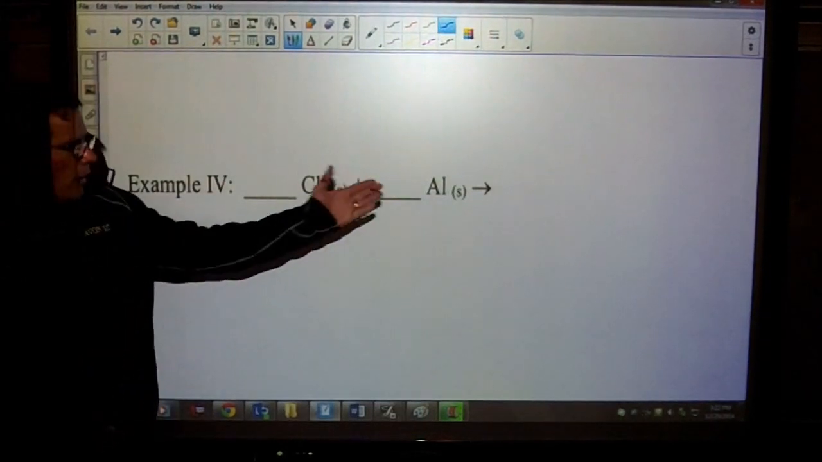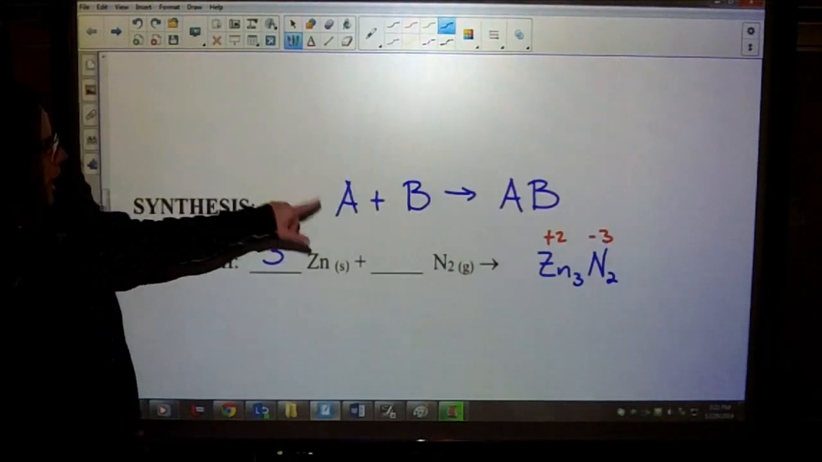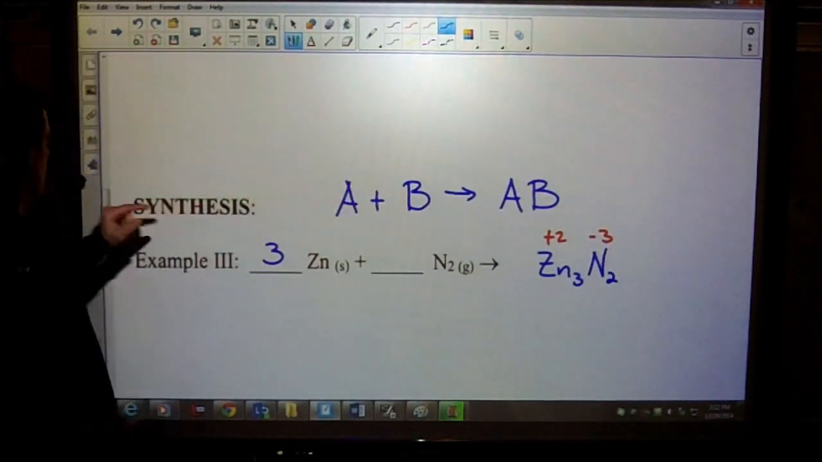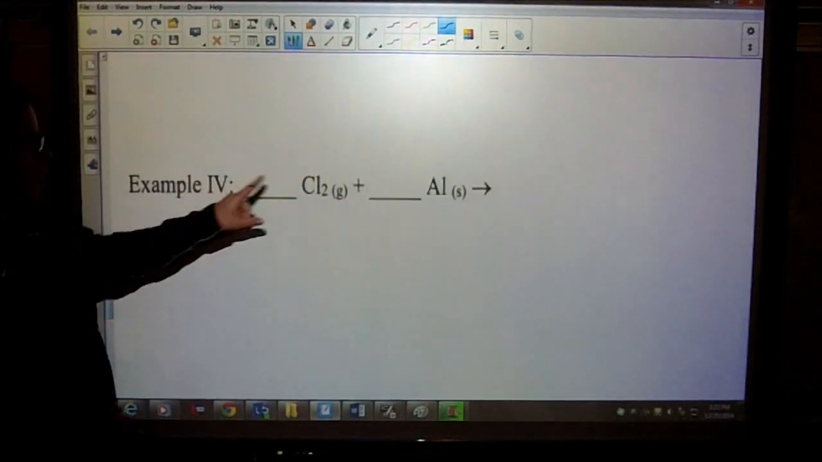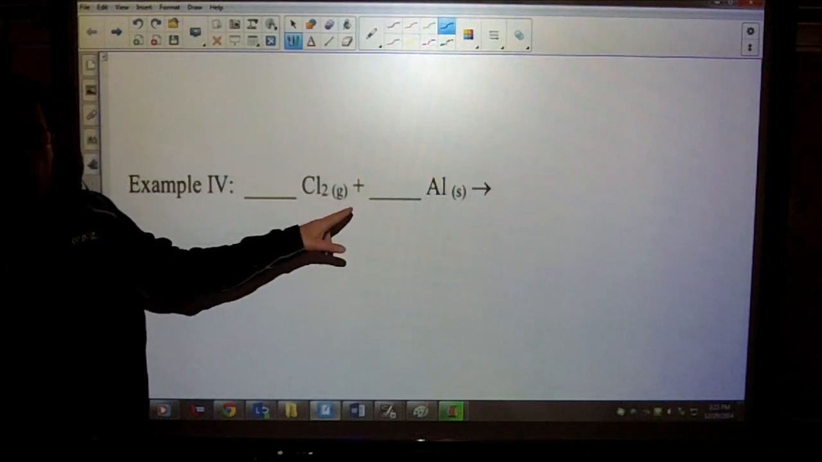Here we have chlorine and aluminum. Again, the generic equation is we're going to take A plus B and make AB, assuming that A is a metal and B is a non-metal. However, in this case, we have our non-metal first and our metal listed second. That's okay because we have a plus sign separating it.